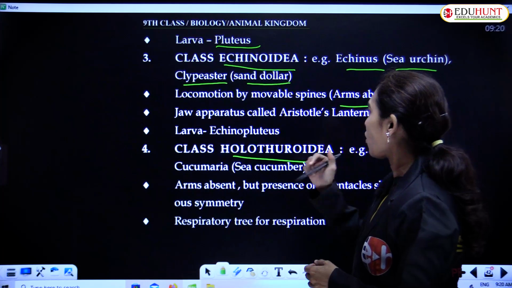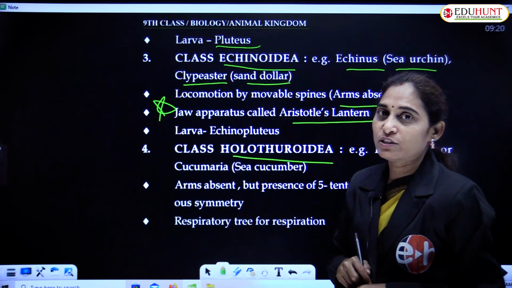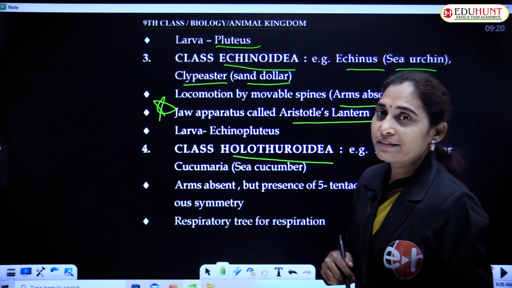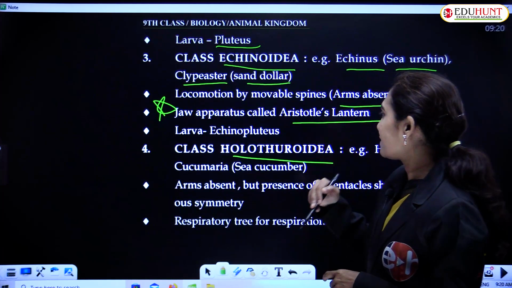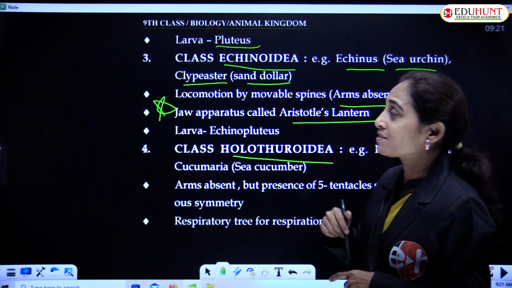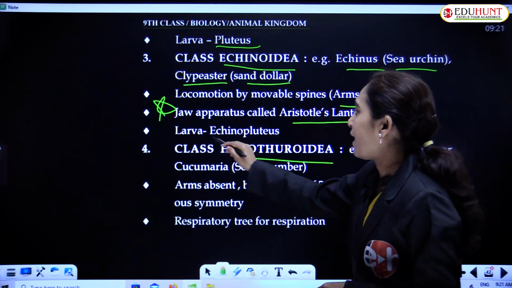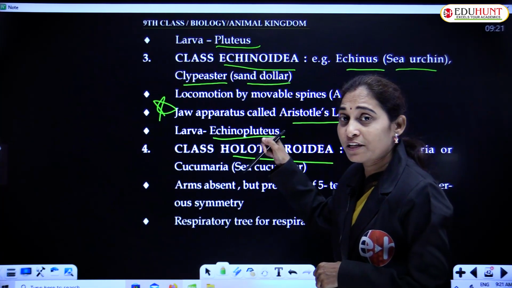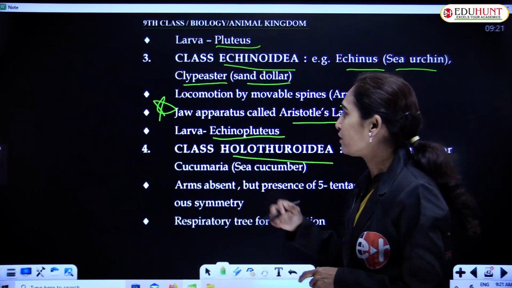And jaw apparatus called Aristotle's lantern, which is a very important feature of this class Echinoidea. Jaw apparatus, that is chewing apparatus that aids in digestion, called Aristotle's lantern, is present exclusively in this class. And larvae are Echinopluteus. Earlier we only saw Pluteus; here in Echinoidea we see Echinopluteus larva.